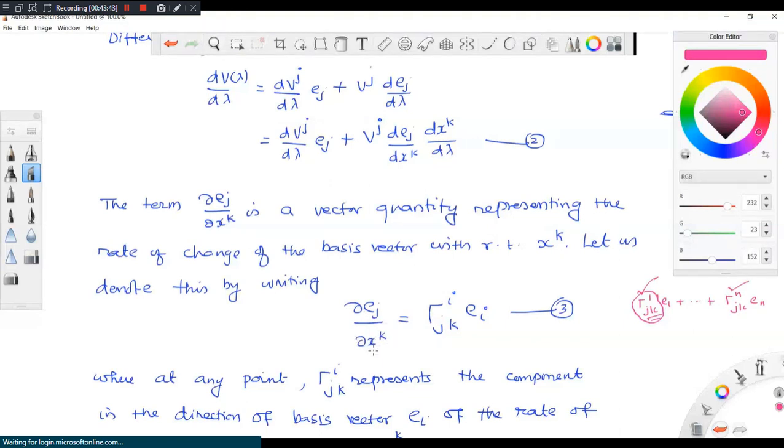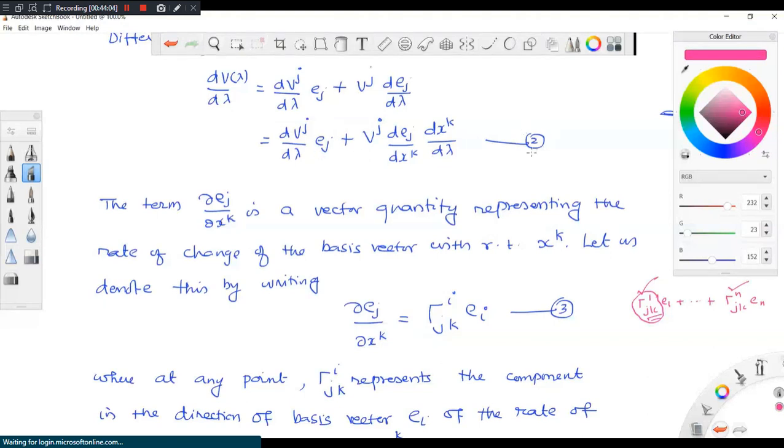Say it in words, not mathematically, in words. What's the meaning of it? Rate of change of. Sir, can you please take it from the starting? I'm not understanding why you have taken gamma ijk. Okay, so you have this equation 2.